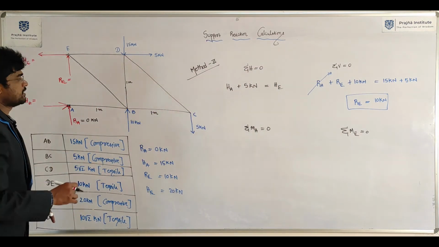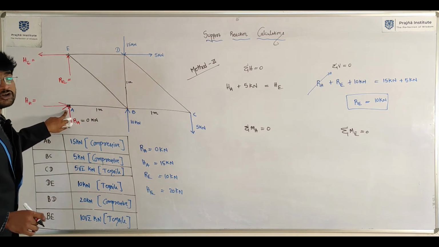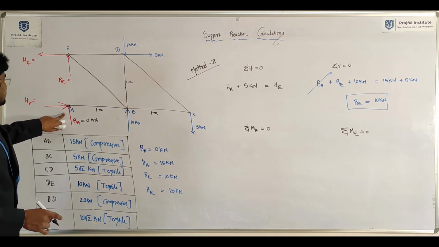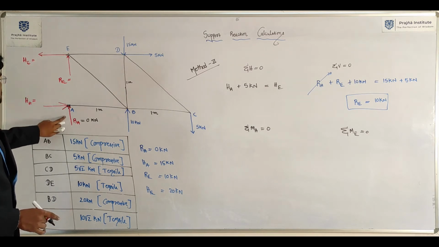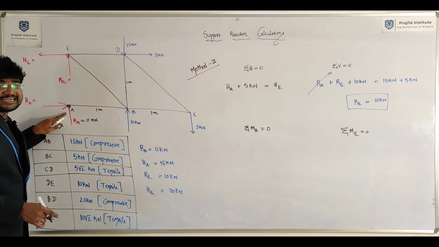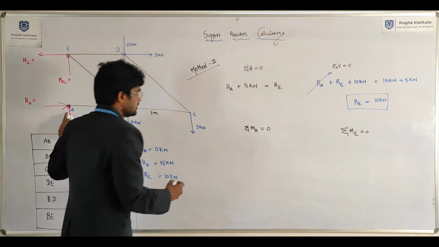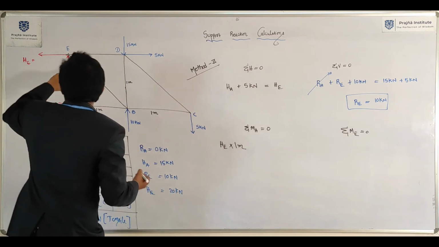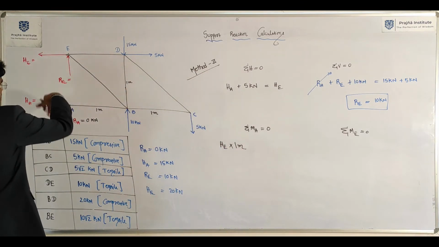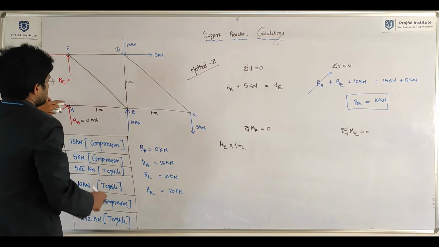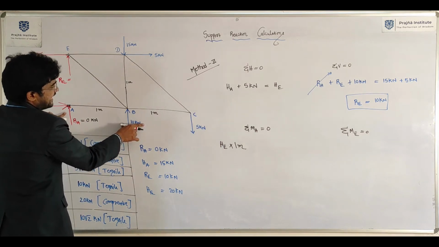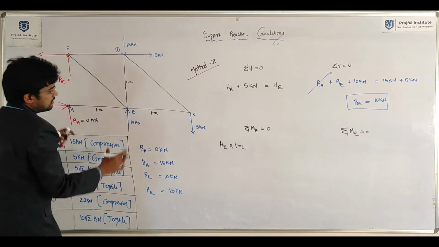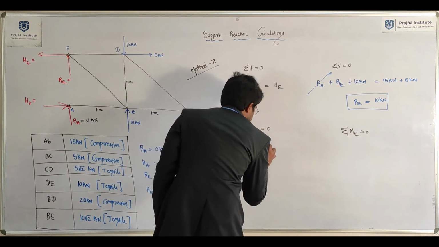Now sigma M A equal to 0. Then what will you get? First, moment of this force about this point. Is it clockwise or anti-clockwise? Anti-clockwise. HE into 1 meter, it is anti-clockwise. Moment of these three forces is 0. Moment of this force is anti-clockwise. Clockwise, clockwise, clockwise. Moment of this force, it is anti-clockwise.